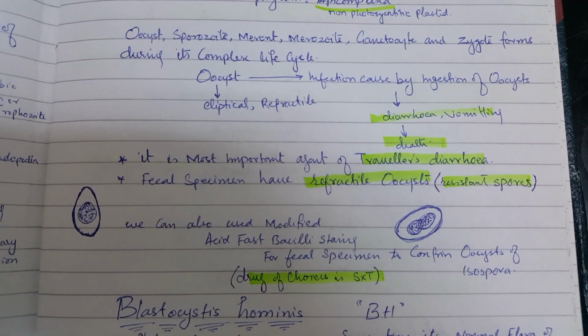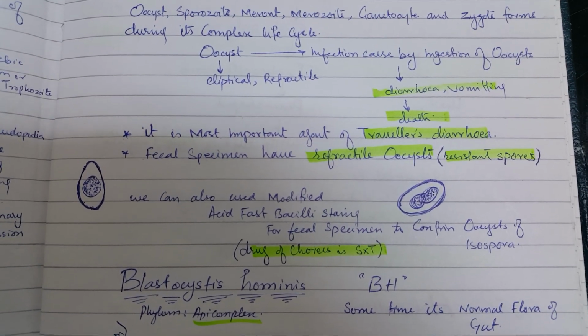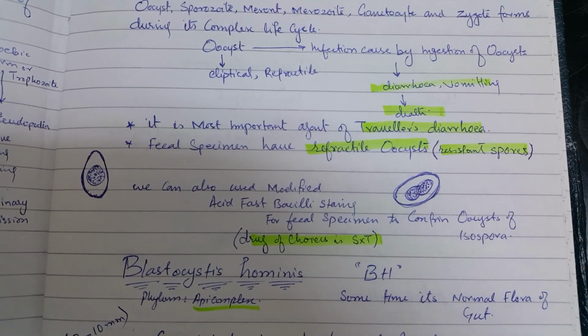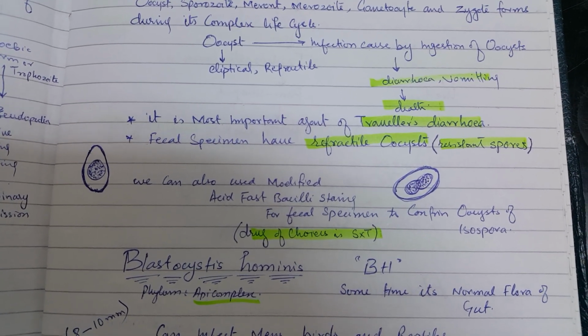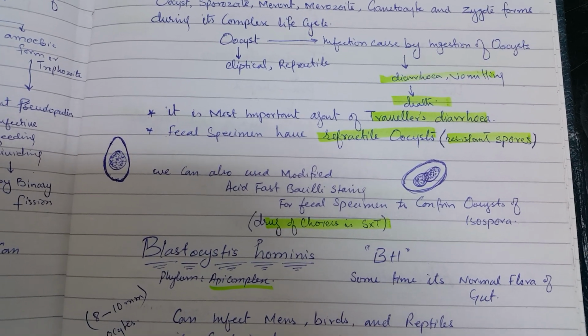It is the most common agent of travelers' diarrhea. Fecal specimens show refractile oocysts containing spores, and we can also use modified acid-fast staining of the fecal specimen to confirm the oocysts of Isospora. The drug of choice is Septran.